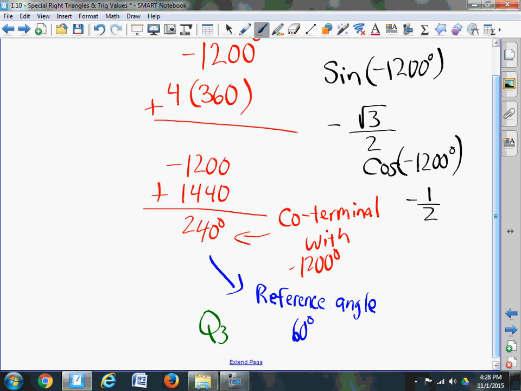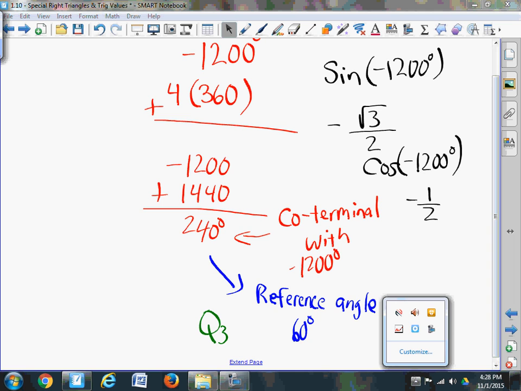All right, in the next tutorial we'll look at evaluating if it's between 0 and 360, if it's greater than 360, if it's less than 0, basically finding the coterminal angle, the reference angle, and knowing what quadrant it lies in in order to evaluate it. All right, that'll be the end of this tutorial. Hope it was helpful.